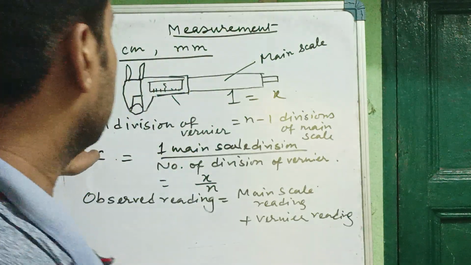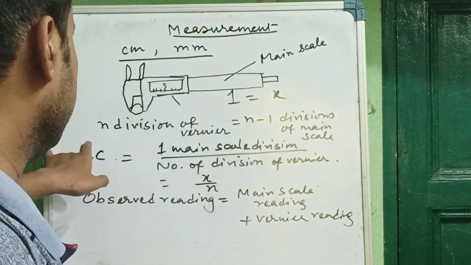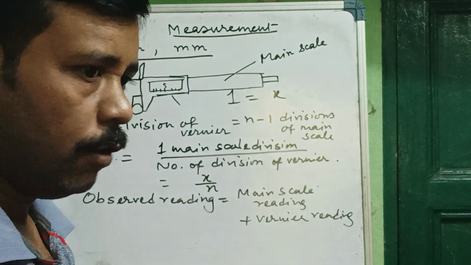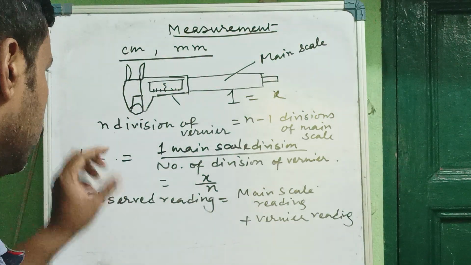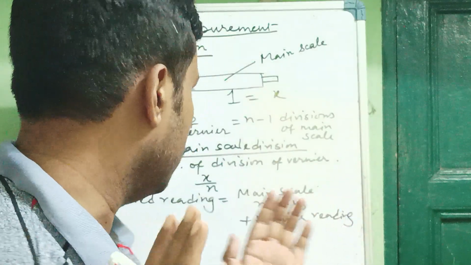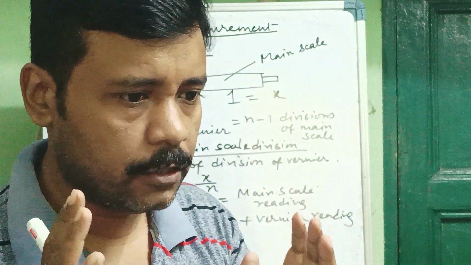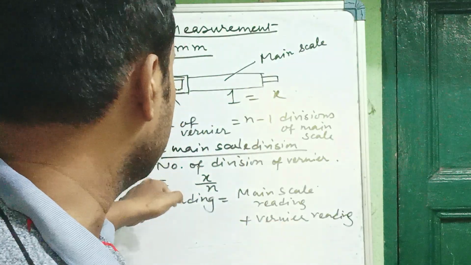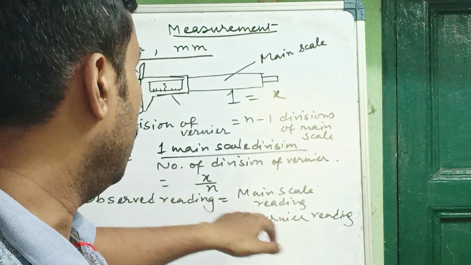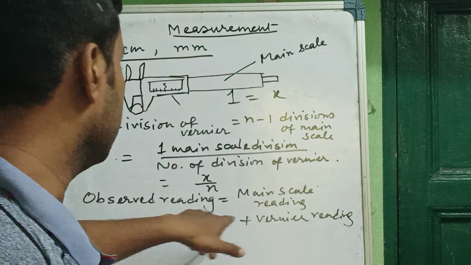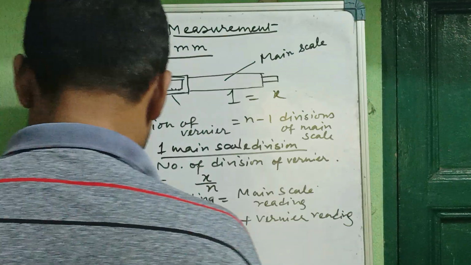So this is the Vernier calipers. First we have to recall that the Vernier has 10 divisions. In the main scale, 10 divisions of the Vernier scale coincide with 9 divisions on the main scale. So the least count is x by n, and the observed reading of an object by the Vernier scale is main scale reading plus Vernier reading.